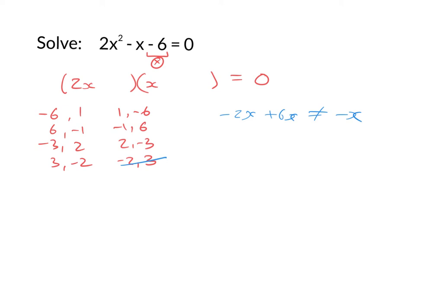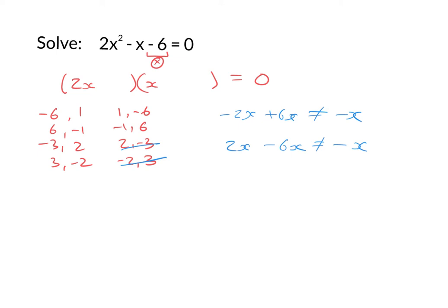Let's try another pair. Let's try the one above. Let's go 2 and negative 3. So I go plus 2 and negative 3. This time I have 2 times x, which is positive 2x. And then I have 2x times negative 3, which is negative 6x, which again does not equal negative x. So those numbers are no good. So I'll try another pair.